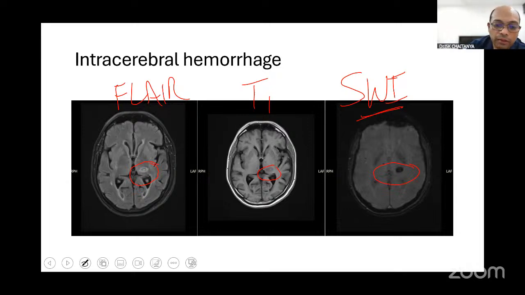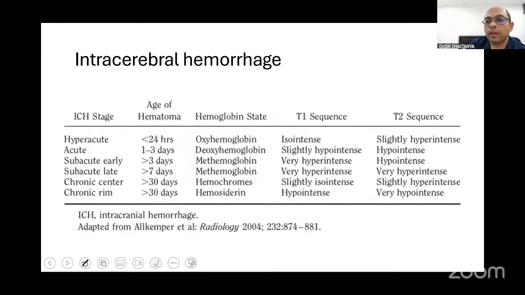The other challenge in using MRI to identify blood is that, based on the age of the blood, the findings on MRI change. This table roughly depicts what's happening. As the bleeding happens, initially we have oxyhemoglobin, then deoxyhemoglobin, then methemoglobin, then blood products, hemichromes or hemosiderin. Based on these, how the images appear on T1 and T2 changes with their age: less than 24 hours, 1 to 3 days, beyond 3 days, beyond 7 days.